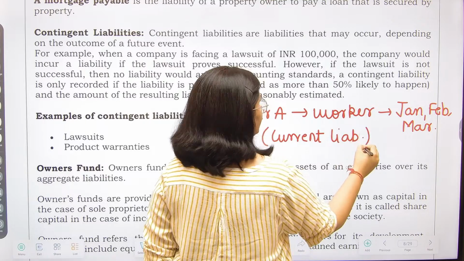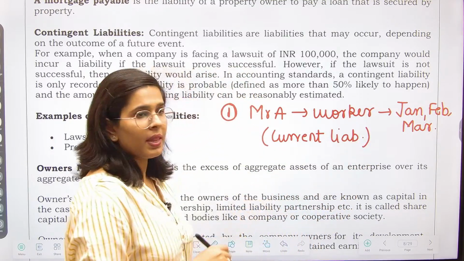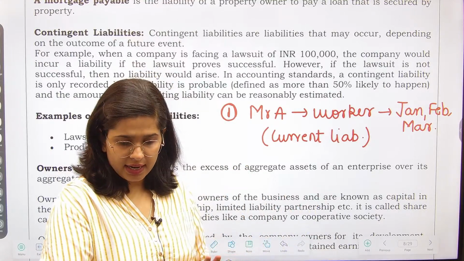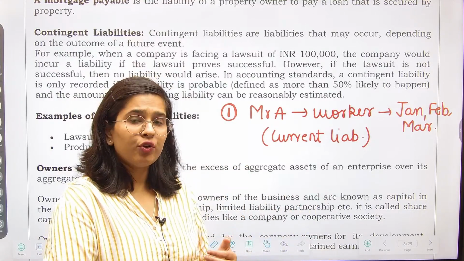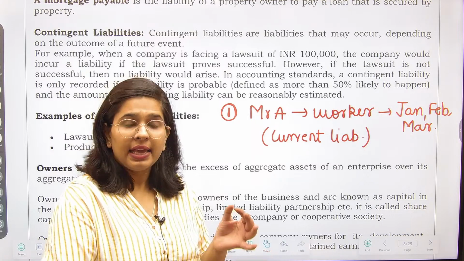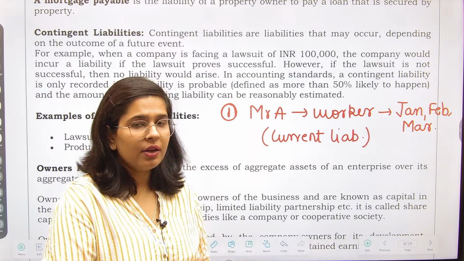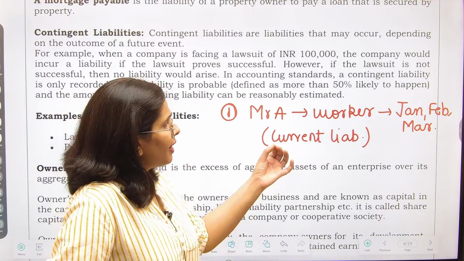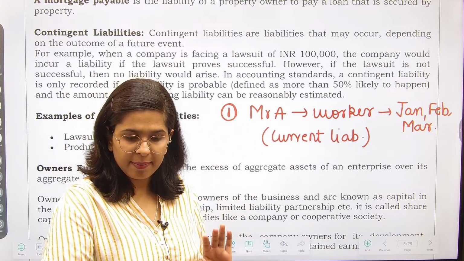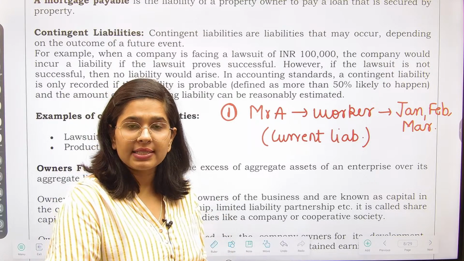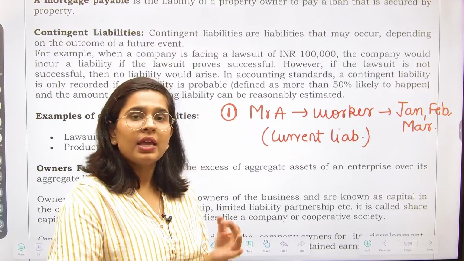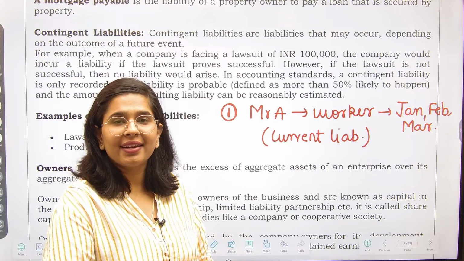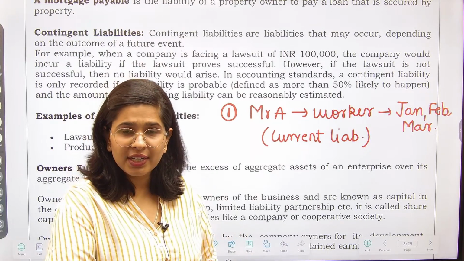Why? Please listen to me very, very carefully. Mr. A has worked for me in all these 3 months, right? I have to pay him salary. Is there any doubt regarding that? No. There is no doubt. I am 100% sure that I have to pay off this particular liability. So I will call it a current liability. Okay? So I have provided this example so that you do not get confused in the matter of contingent liability.